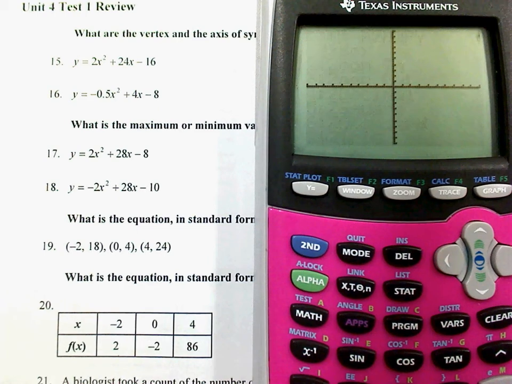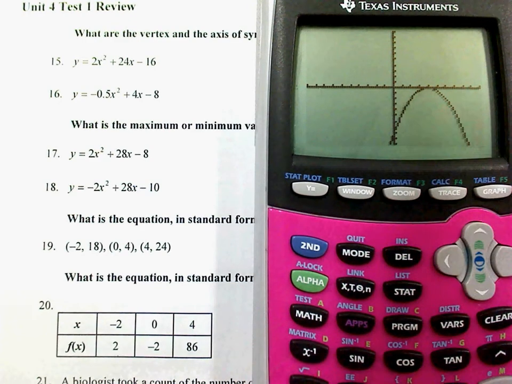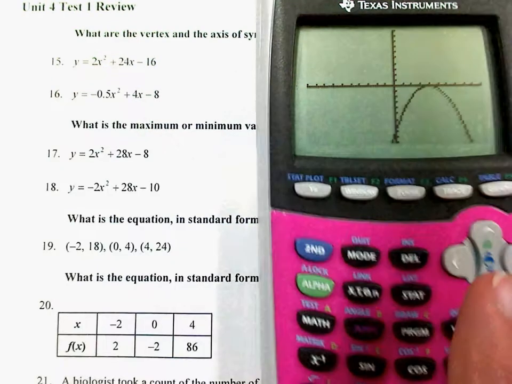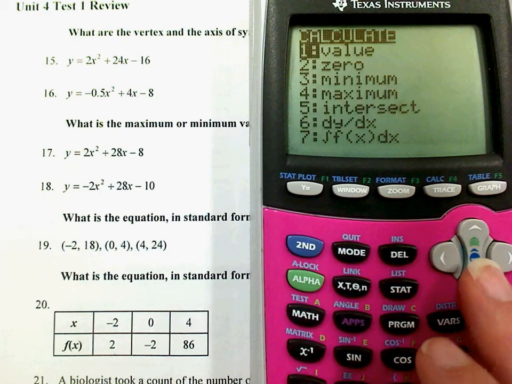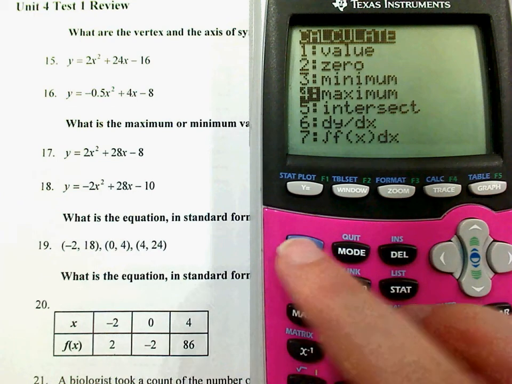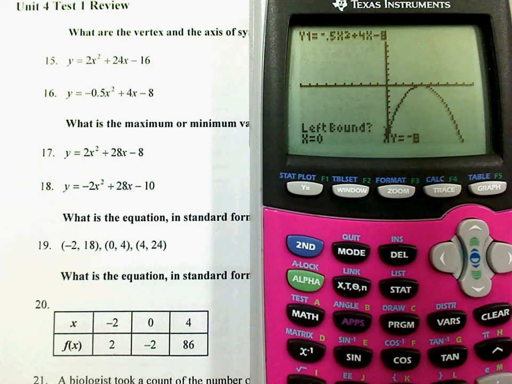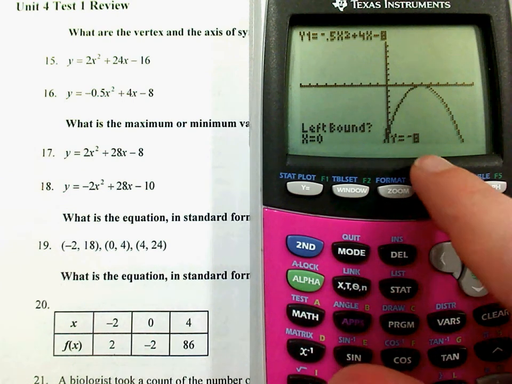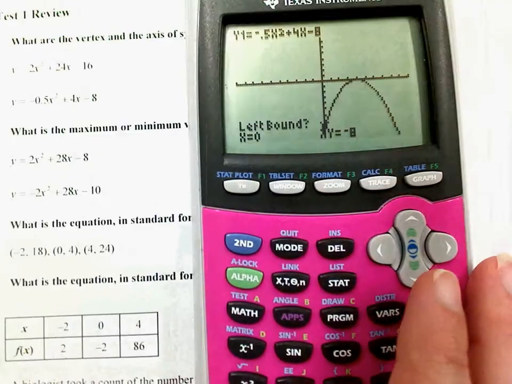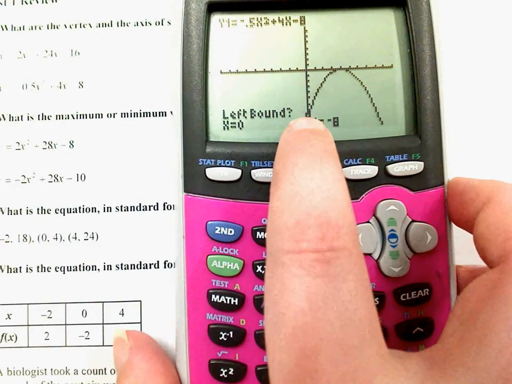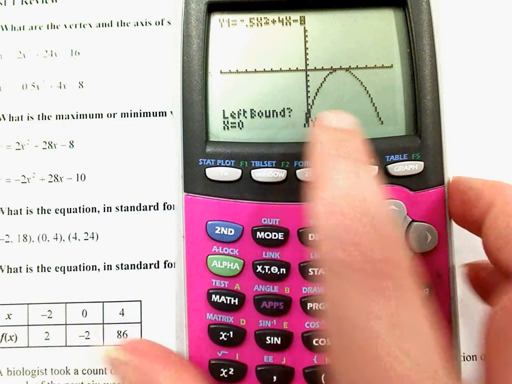And do I see my function? I see enough of it to find the max, right? So I'm going to go ahead and find, and it is a maximum, because all I ask is for the vertex and axis of symmetry. Second, calculate, maximum. I need to go to the left of the maximum. Do you see where my blinky dude is? Okay, he's actually right there. Am I to the left of the maximum? Sure. Press enter.